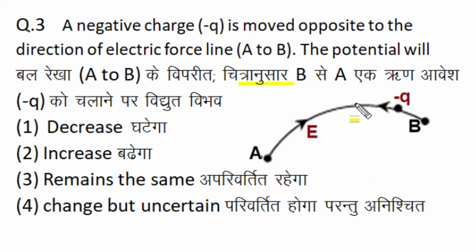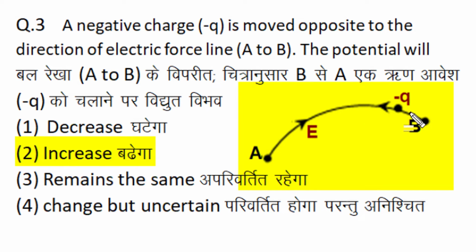In this question we have to find out change in potential when a negative test charge is moved opposite to the direction of electric force lines from B to A, whereas electric force lines is directed from A to B. So we know electric force lines are directed from high potential to low potential. So point A is at high potential and B at low potential, and irrespective of test charge polarity, if we move against electric field, it's a positive change in potential. So here when we move from B to A, the potential will increase. Option 2 is the right choice.